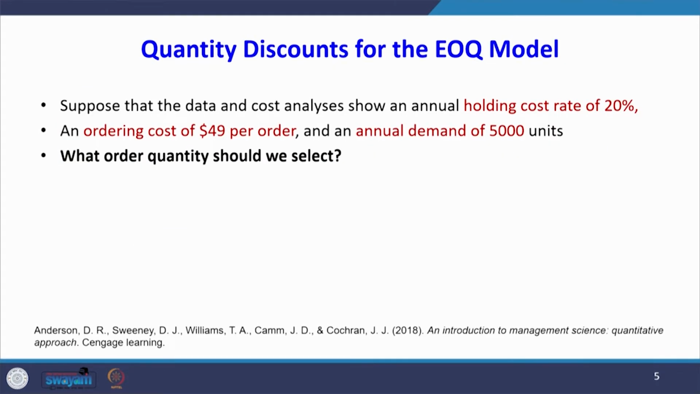Suppose that the data and cost analysis show the annual holding cost rate is 20%, the ordering cost is $49 per order, and the annual demand is 5000 units. So, the question we should answer is what order quantity should we select? If they give the quantity discounts, what should be the order quantity?